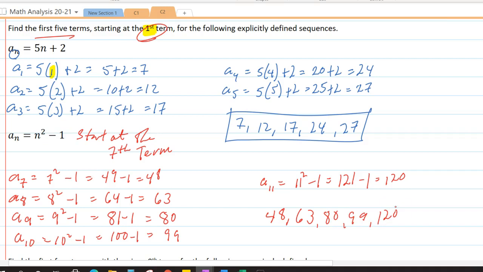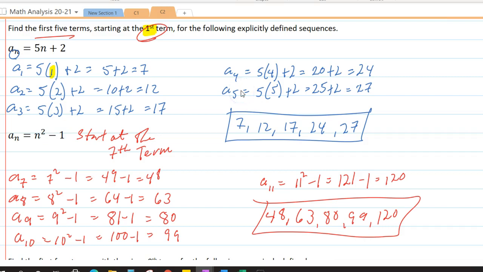So it's always important when asking for an explicitly defined sequence that we make sure we look at what term they're asking for to begin with. They can ask for the first term, they could ask for the 0th term. That's as far back as they can go. So it's going to be any of the whole numbers. Remember, whole numbers start at 0 and are 1, 2, 3, 4, etc.